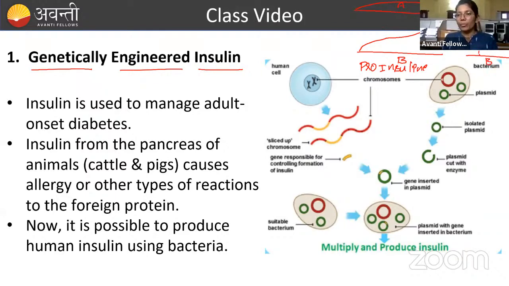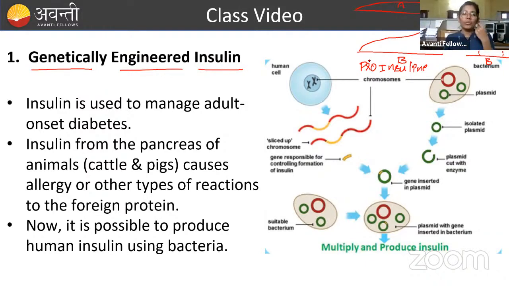Between the A chain and B chain, disulfide bridges or bonds are formed. This is our actual insulin. In our body, first pro-insulin is produced, and then the C chain is removed. Each chain is a protein chain: A protein chain, B protein chain, C protein chain. Later the C protein chain is removed, and disulfide bonds form between the A and B chains. This is the normal insulin produced in the human body.